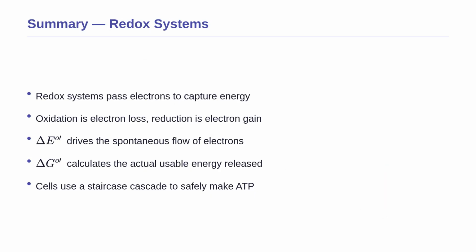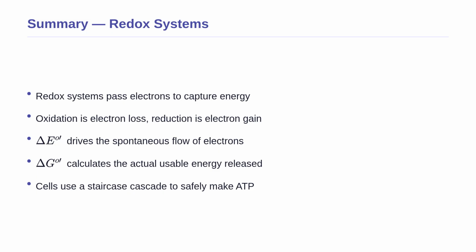We have covered a lot of ground today, so let us reinforce the most important ideas. First, redox systems are the biological equivalent of a controlled waterfall, passing electrons to capture energy. Remember that oxidation is the loss of electrons, and reduction is the gain. We learned that the reduction potential difference drives this flow, and the Gibbs free energy equation allows us to calculate the exact amount of usable energy released.